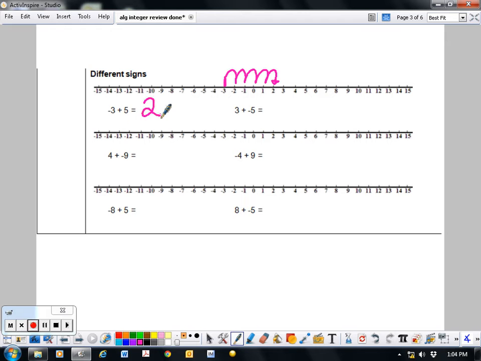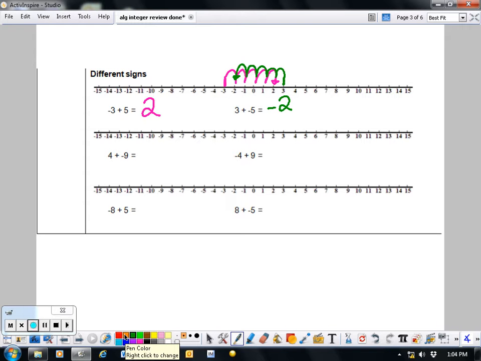So now let's go ahead and look at our next one. We're starting at +3, and then we're adding -5. So now we're going to go in the negative direction. 1, 2, 3, 4, 5. And now I end at -2, and that's my answer. So let's look at our next problem.